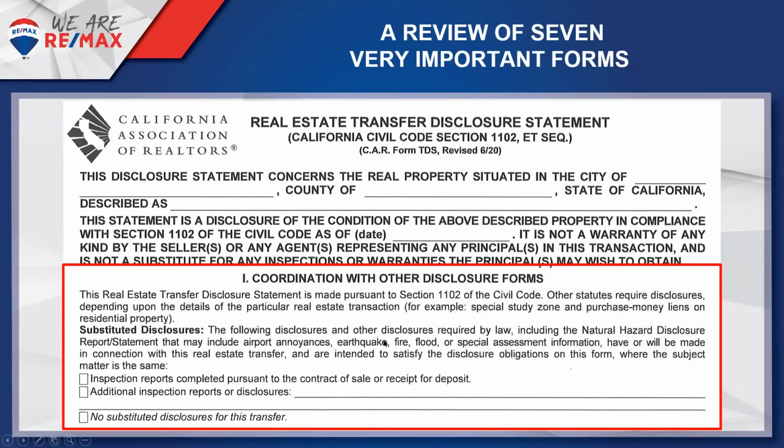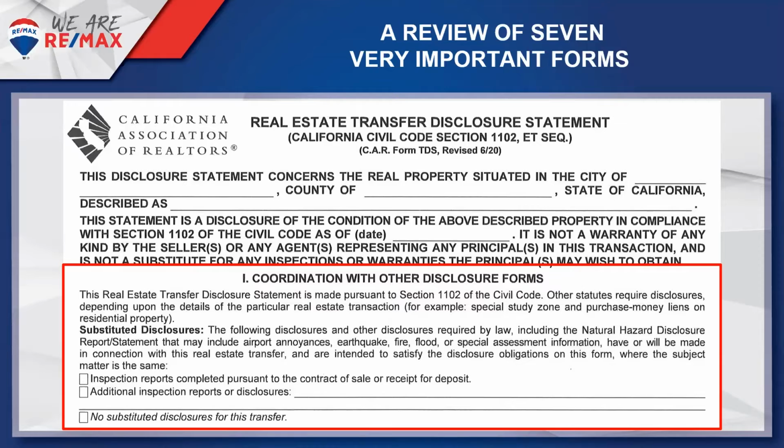Okay, so the Civil Code, they passed the TDS law and they required the seller to answer a bunch of questions. Those are in Section 2. We'll look at them in a minute. They also included a Section 1. And what they thought was, if a seller couldn't answer all these questions, they could hire somebody and they would answer all the questions for them.